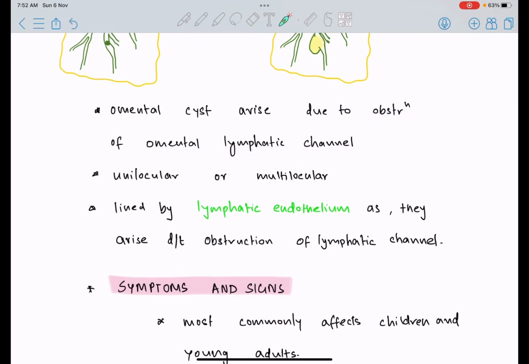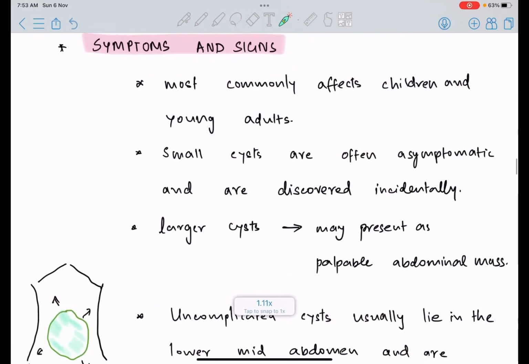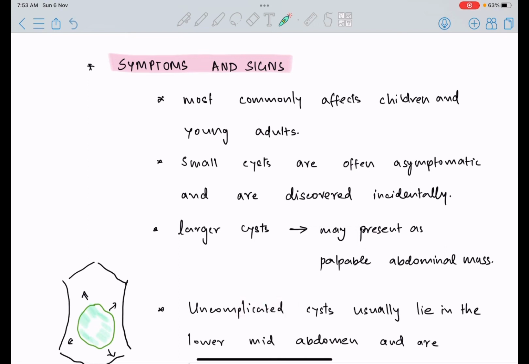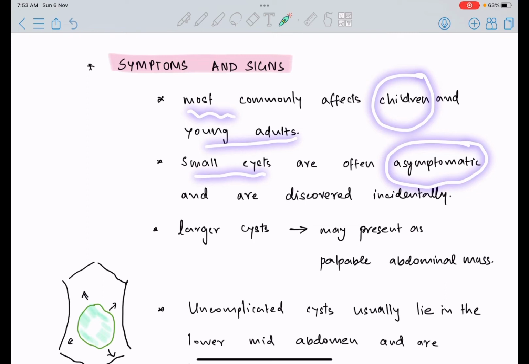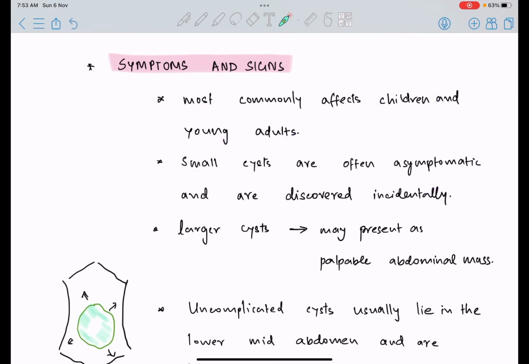They can be unilocular or multilocular. Because they are lymphatic in origin, they are obviously lined by lymphatic endothelium. Now, what are the symptoms and signs? They most commonly affect children and young adults. Small cysts often go asymptomatic and are discovered incidentally. Larger cysts can present as a palpable abdominal mass.